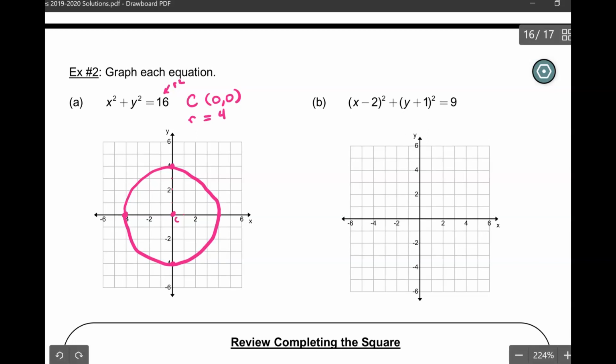Next one, I have C is going to be 2, comma, -1. Basically, it's the opposite sign. If it's a subtraction, that means it's going to be a positive. If it's a plus, it's going to be a negative. And then r, remember this is r squared, so r is going to be 3, the square root of that. First I'll start with the center. Same thing, from the center I'm going to count 3 units: 1, 2, 3 up, 3 to the right.